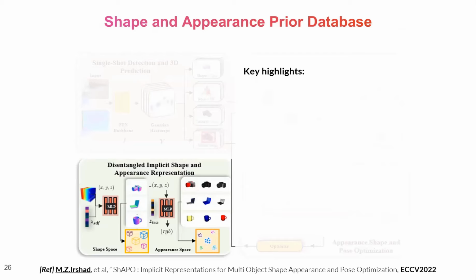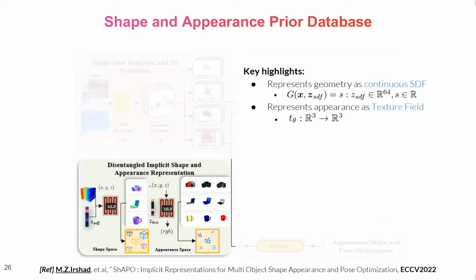We learned this shape prior, but now we also include appearance. Our shape representation, again, is essentially an SDF or an implicit field, where this implicit field takes in a position XYZ and outputs a scalar value that is the signed distance function to the object surface. For appearance, we use texture fields, which output a three-dimensional RGB for every query point. And again, our architecture is an auto-decoder architecture with one latent code Z, each unique for one object.